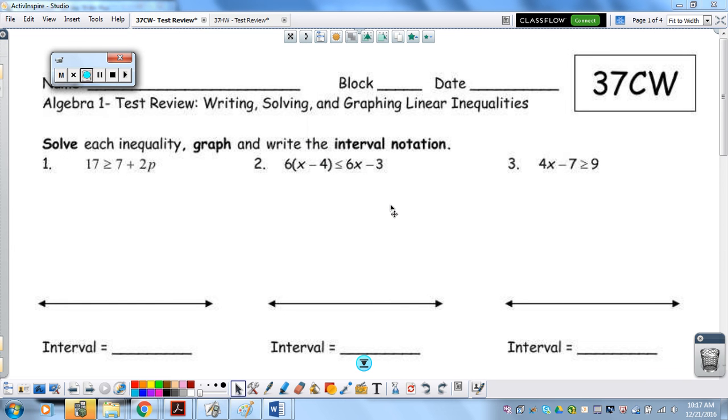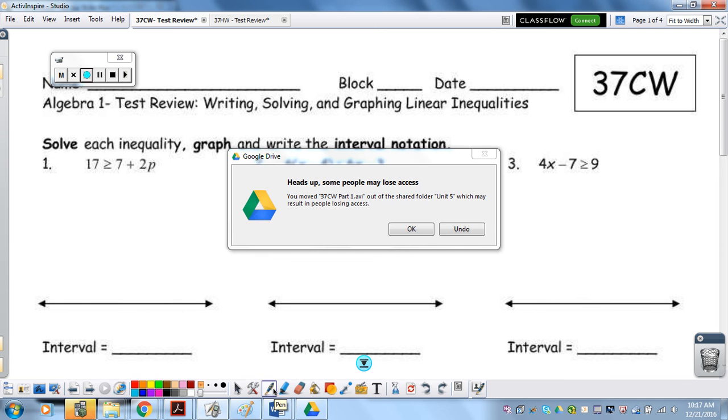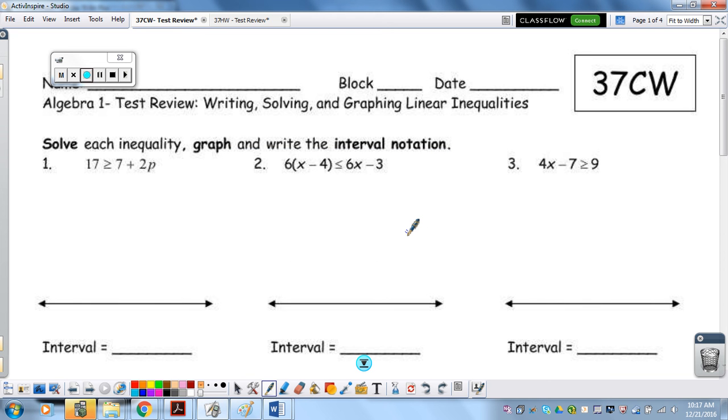Alright, today we are going to be talking about how to write, solve, and graph linear inequalities. This is 37CW. Press OK. We're good.